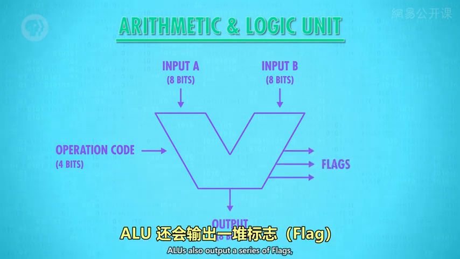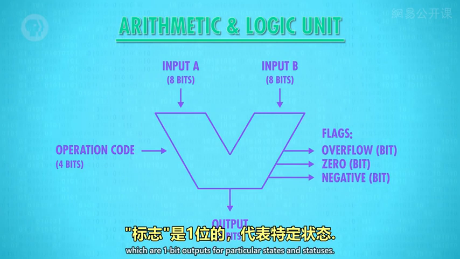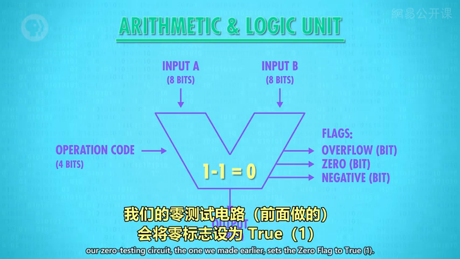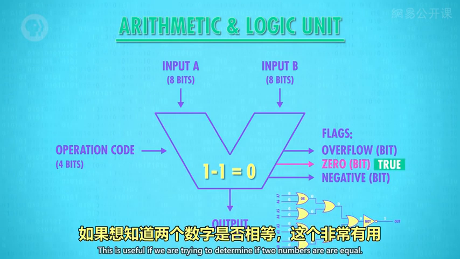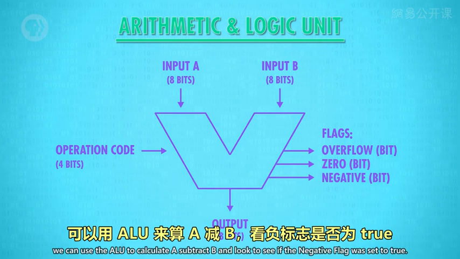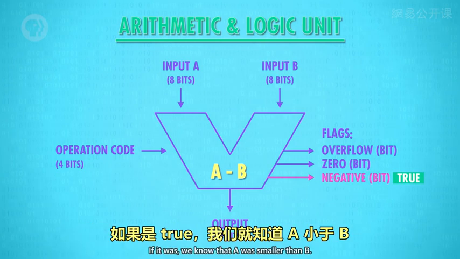ALUs also output a series of flags, which are 1-bit outputs for particular states and statuses. For example, if we subtract two numbers and the result is 0, our 0 testing circuit, the one we made earlier, sets the 0 flag to true. This is useful if we are trying to determine if two numbers are equal. If we wanted to test if A was less than B, we can use the ALU to calculate A subtract B and look to see if the negative flag was set to true. If it was, we know that A was smaller than B.